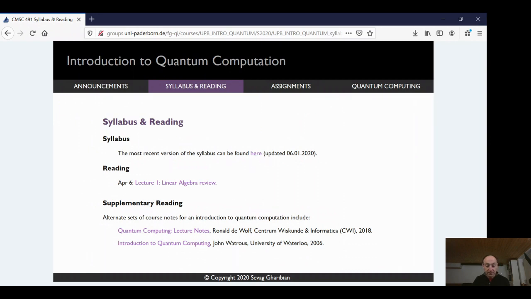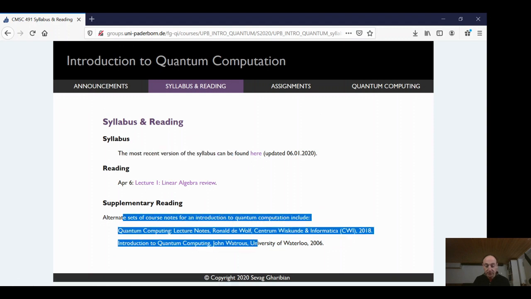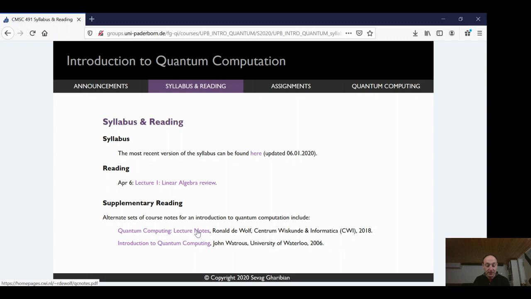The syllabus for the course is over here. Maybe before I do that, let me mention that if you would like some alternate reading, here are 2 excellent sources. One is the set of more recent lecture notes by Ronald de Wolf, which is, I think, an excellent set, covers a lot of material. The other is those by John Watrous, who is also a very well-known teacher and excellent at producing notes. So you can also go have a look there.